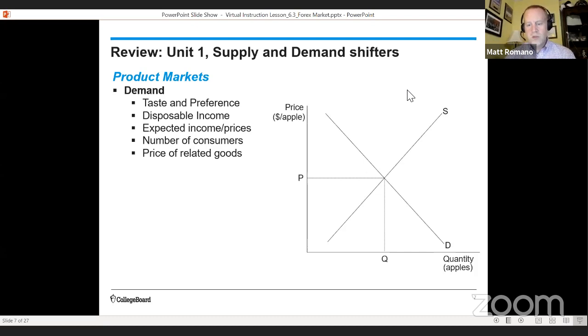So if all of a sudden everybody decides apples are really good for me and they really taste good, more consumers are in the market and demand increases. And then finally, price of related goods. As you well know, let's just say apples and oranges. If orange prices go up and they're relatively more expensive, well, that could potentially increase demand for apples. Again, I know this is common knowledge for you.